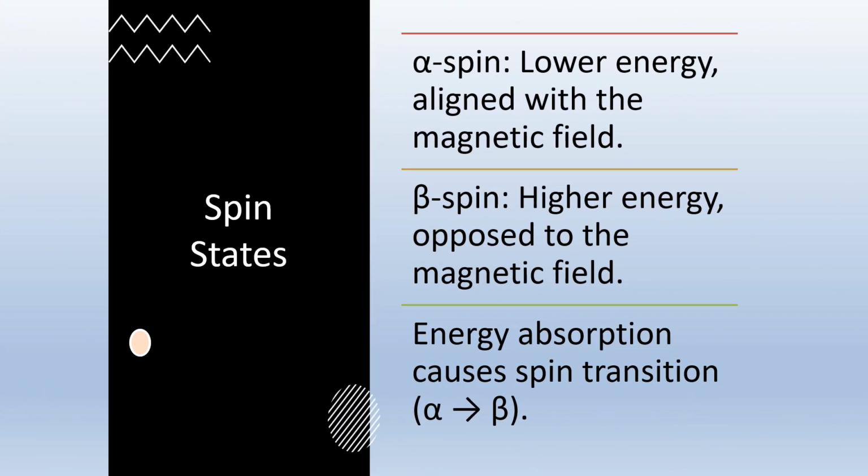This diagram illustrates the two spin states in a magnetic field. In the low energy state, spins align with the magnetic field. In the high energy state, spins are opposed to the field. The energy gap between these states depends on the strength of the magnetic field and the particle's gyromagnetic ratio, a property unique to each type of nucleus. For example, hydrogen nuclei, used in MRI, have a high gyromagnetic ratio, making them highly responsive to magnetic fields.